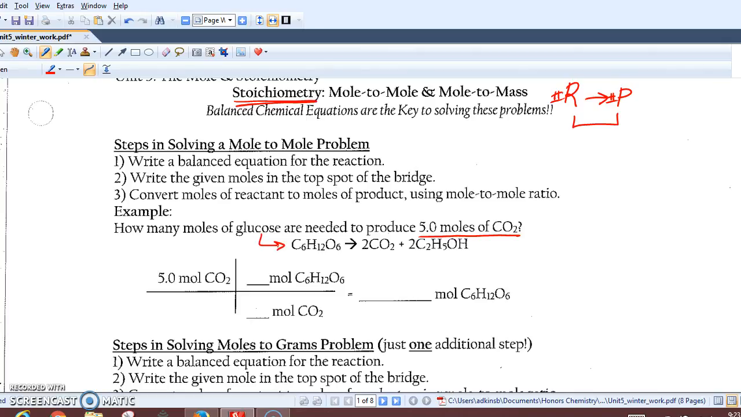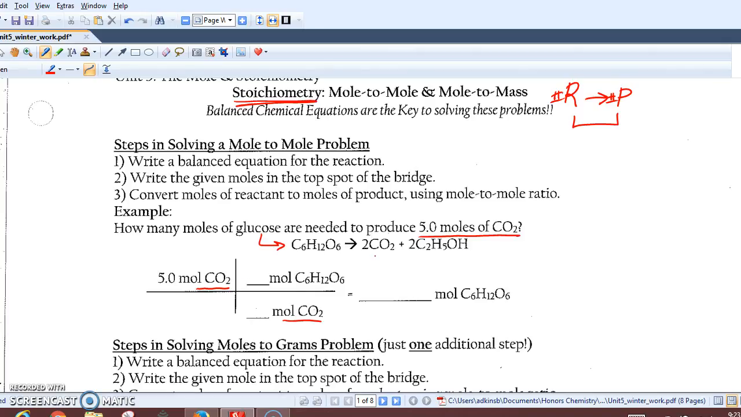So this first question says, well, if we wanted to produce 5 moles of CO2, how many moles of glucose, which is this guy, would you need to do that? And so you notice that our given goes in this top spot, and then we want to make sure that we're writing what it is. It's a pain, I know, to write out moles of blah, blah, blah. But if we do that, we can make sure that we get our mole ratio in the correct spot.